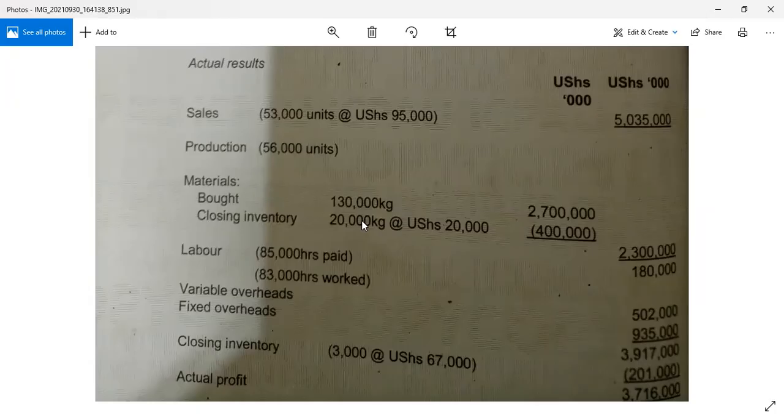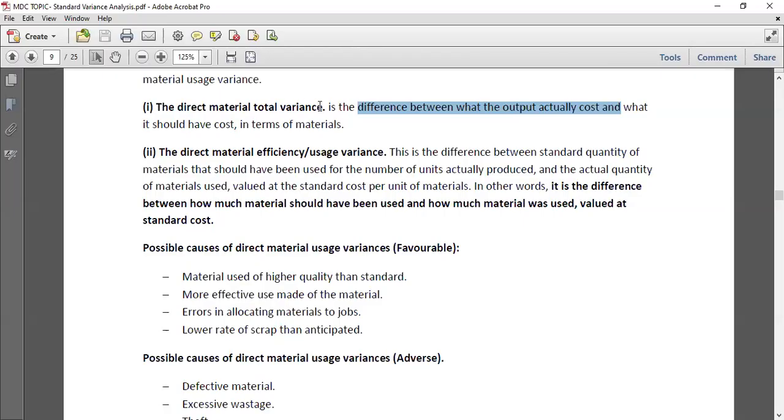We have closing stock, which is 20 kgs at 20,000 times that. Now, remember what our notes are telling us to determine. They're telling us that the direct material total variance is the difference between what output actually costs and what it should have cost in terms of materials. So we can easily tell what it actually cost us.